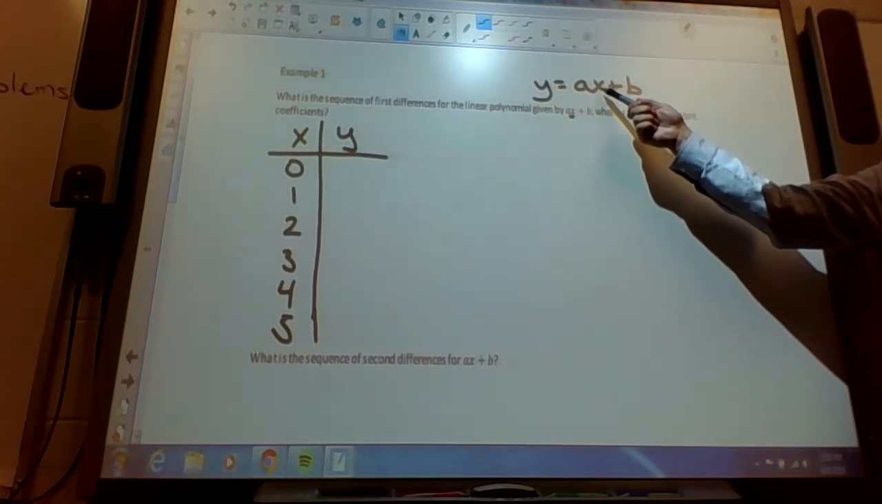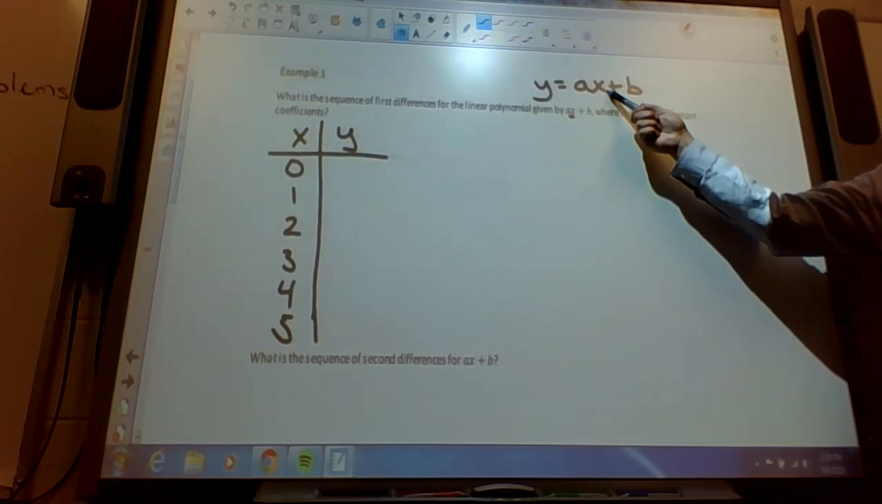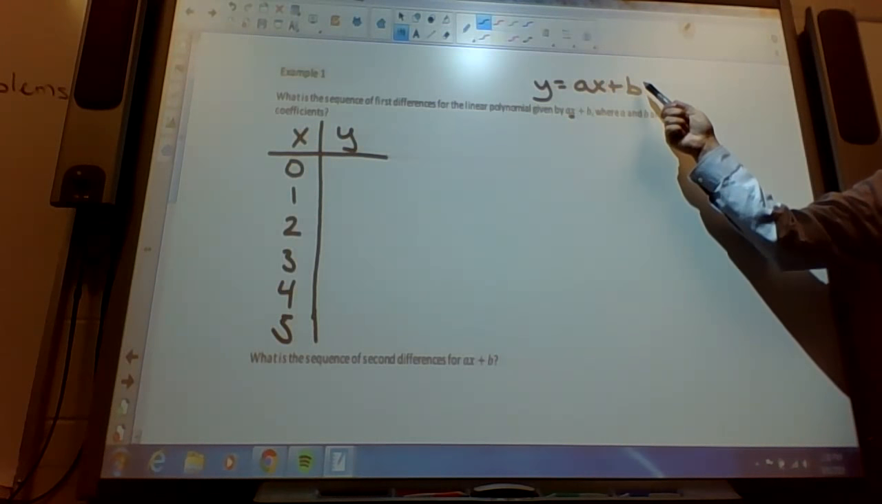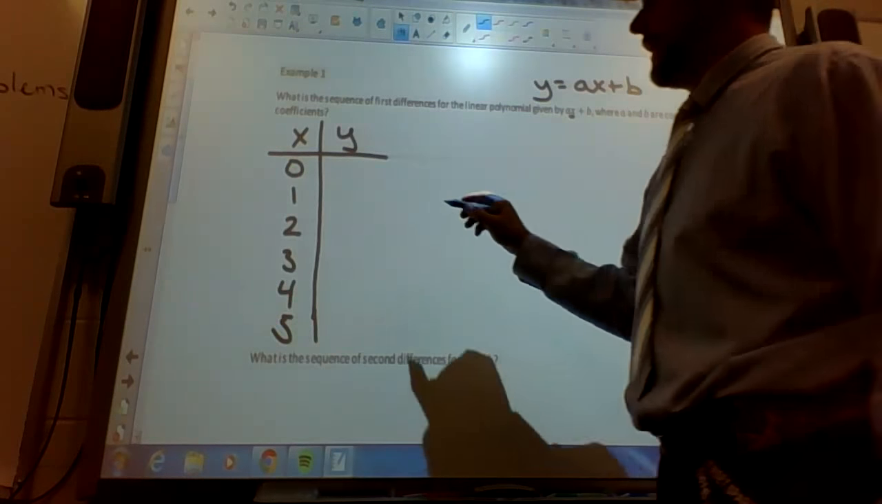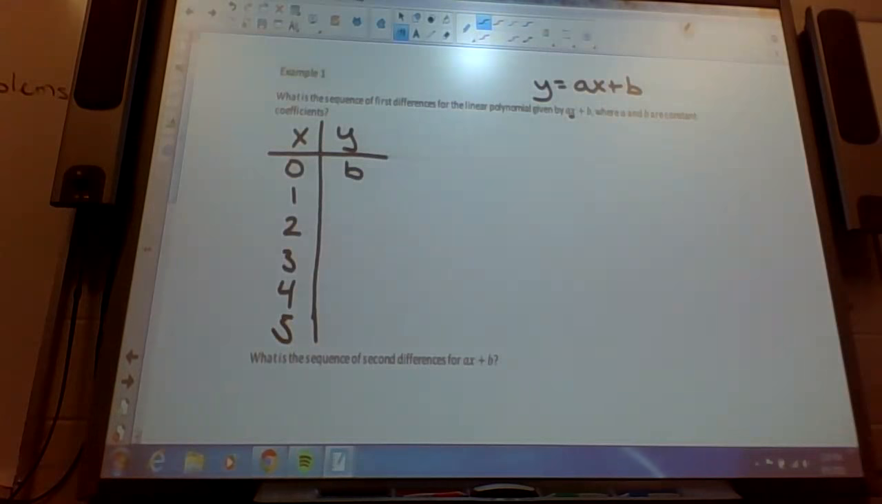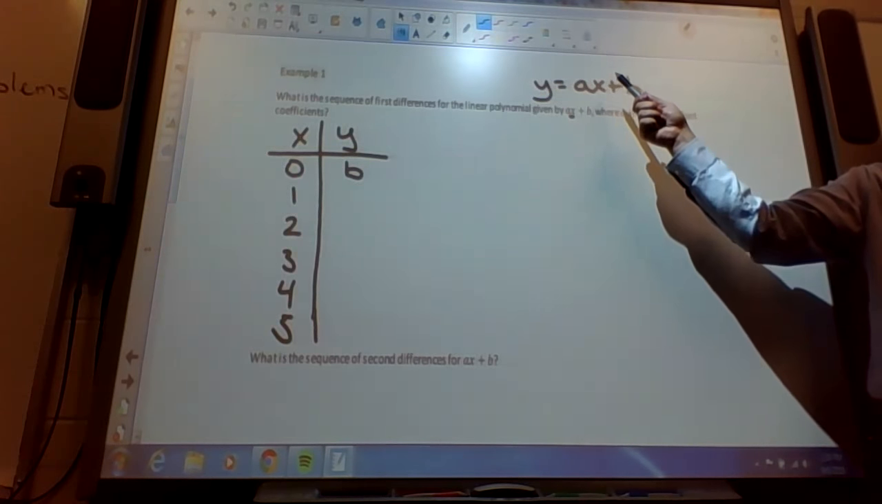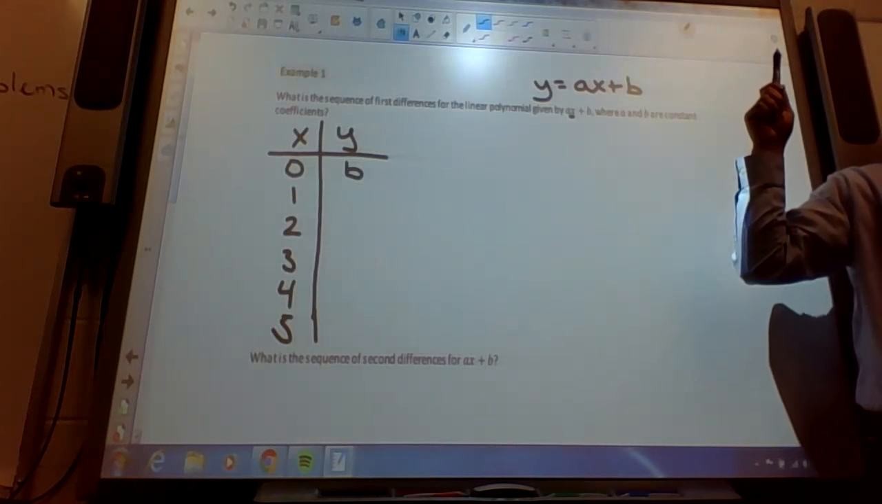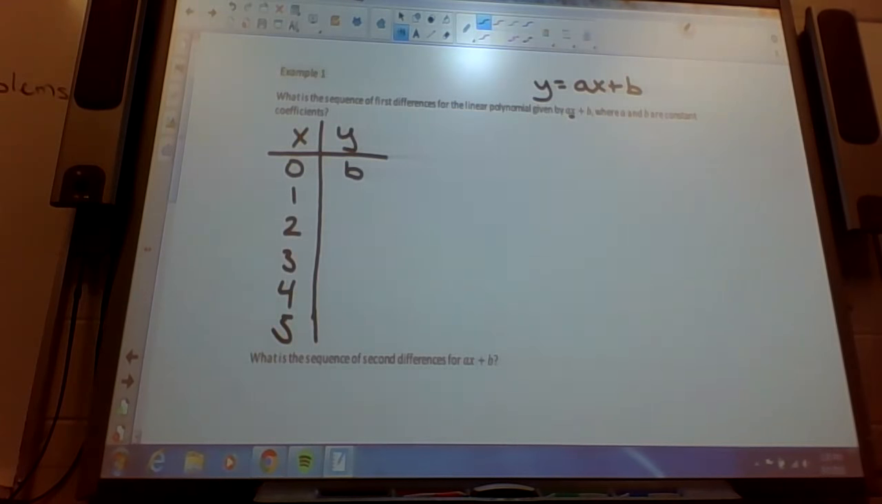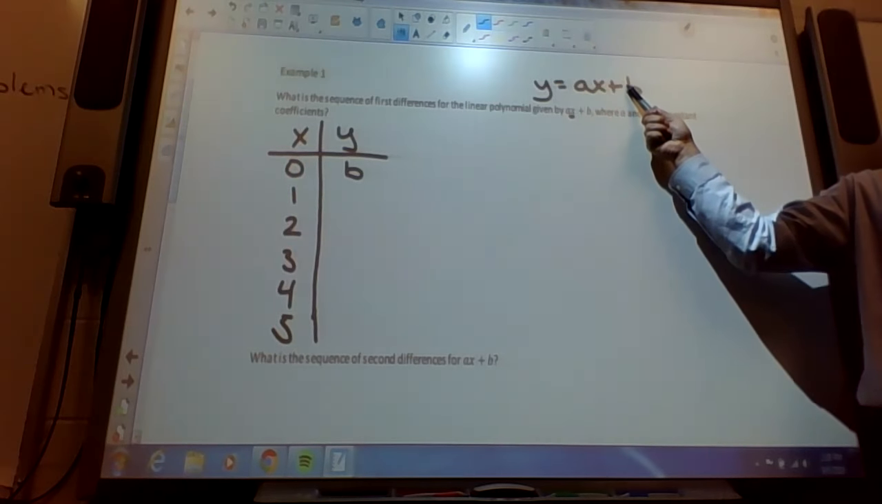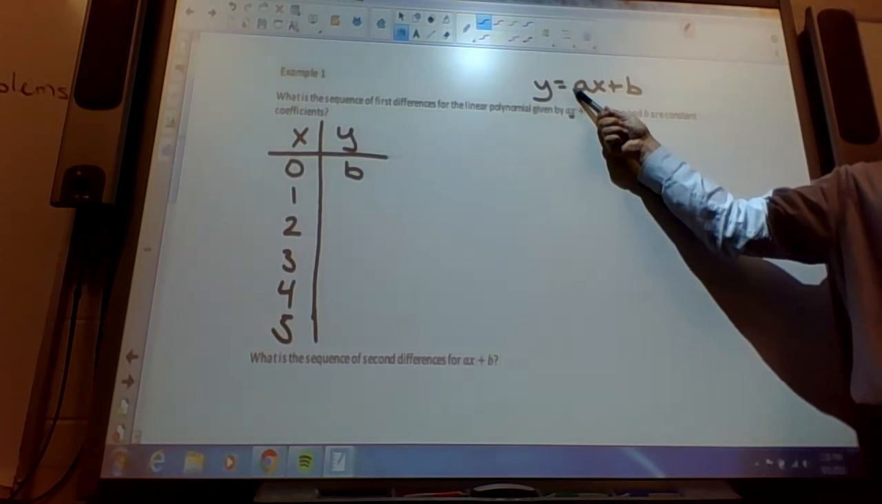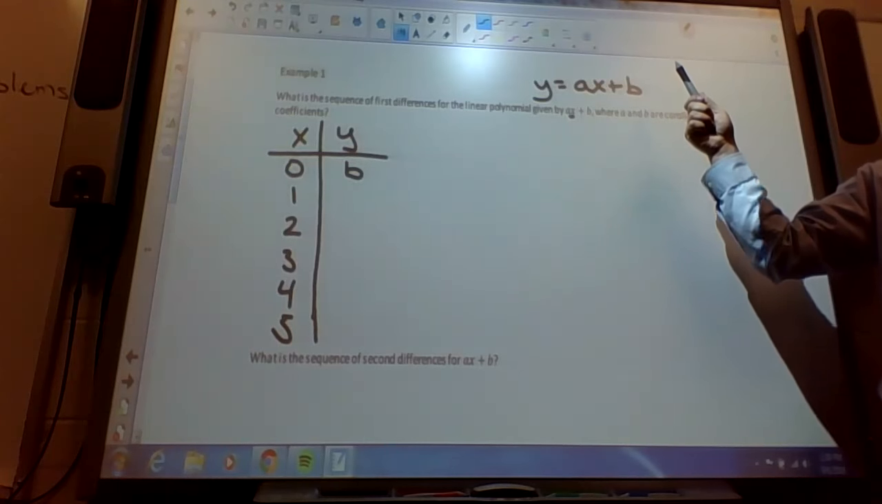What's a times 0? 0. And then I add b, so y equals what? b. Okay? So when x is 0, y equals b. Now, when I plug 1 into this equation for x, what do I get? What do I get, Abby? I get a here, but don't forget we're also adding b, so I get a plus b. Do you see that?